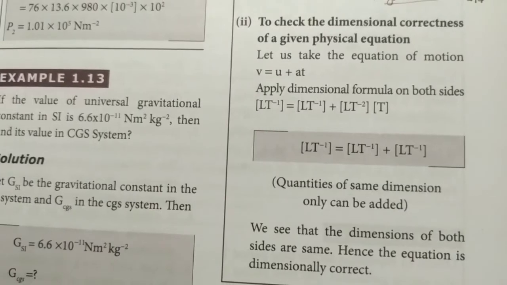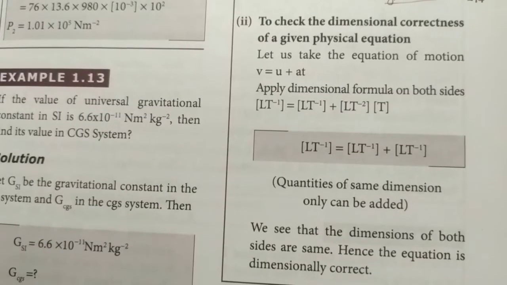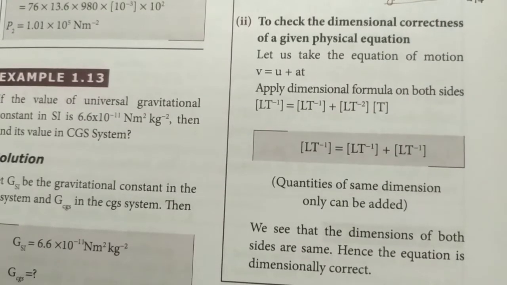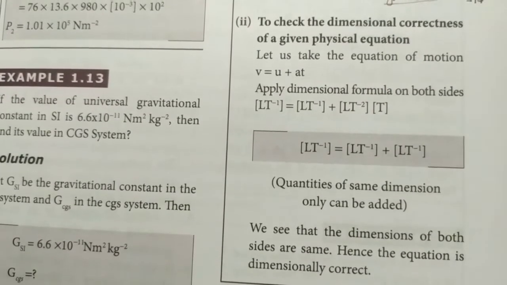Now let us see the second use of dimensional analysis, which is given in your book. Let us take the equation of motion v = u + at. We are going to apply the dimensional formula on both sides.